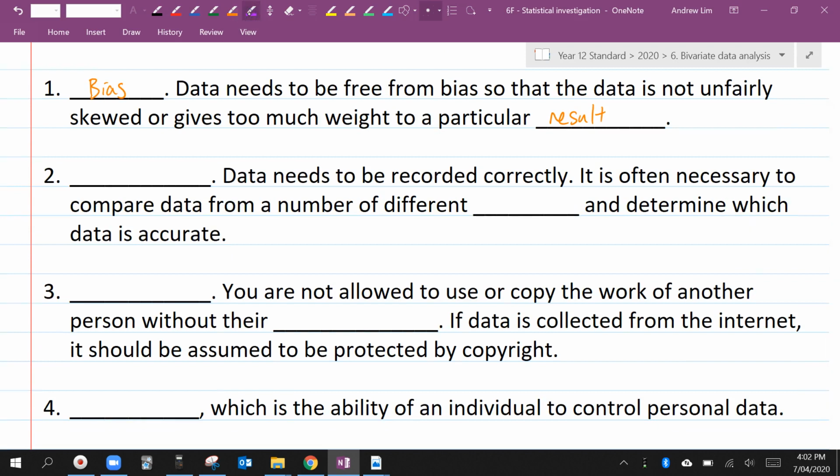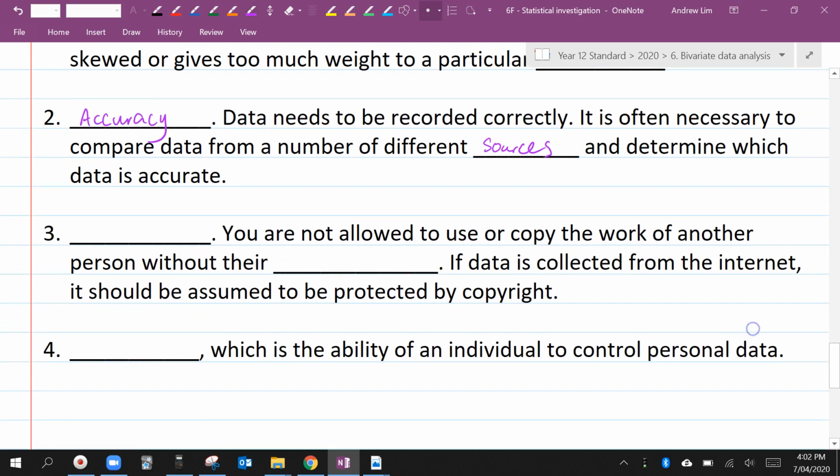A second issue is accuracy. Data needs to be recorded correctly. It is often necessary to compare data from a number of different sources and determine which data is accurate. So right now, there's a lot of fake news out there about the coronavirus and how it came about, and maybe 5G data is causing coronavirus. Check your source. The data needs to be accurate.